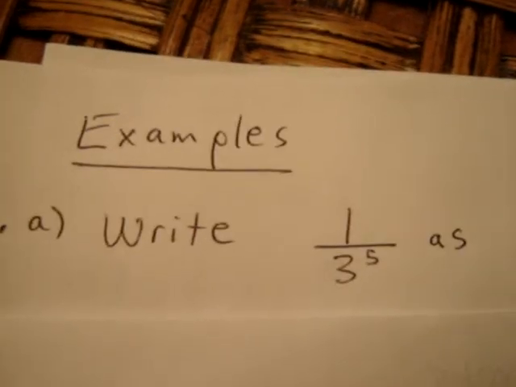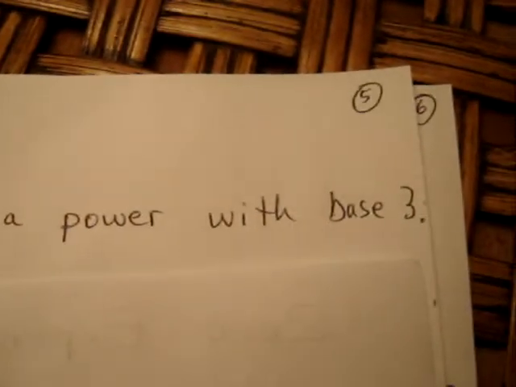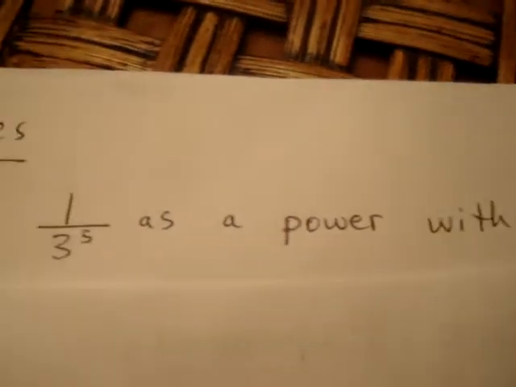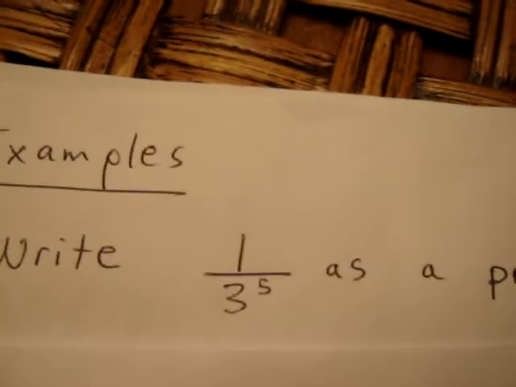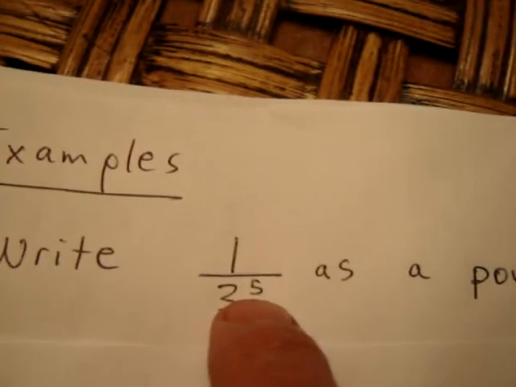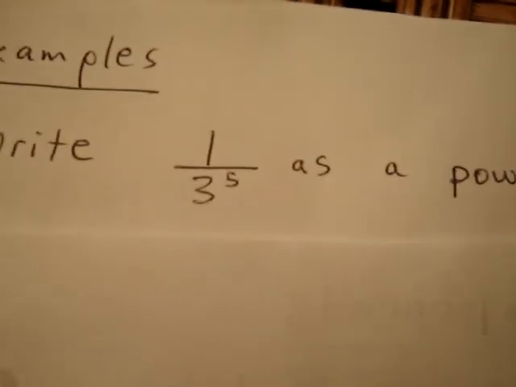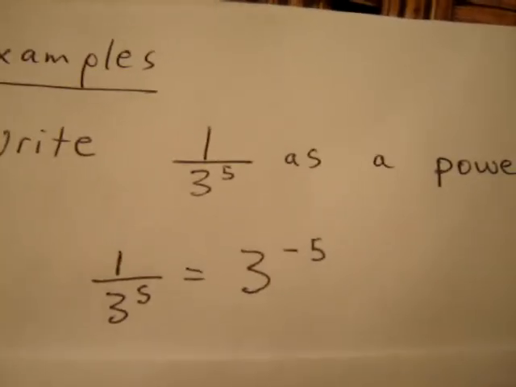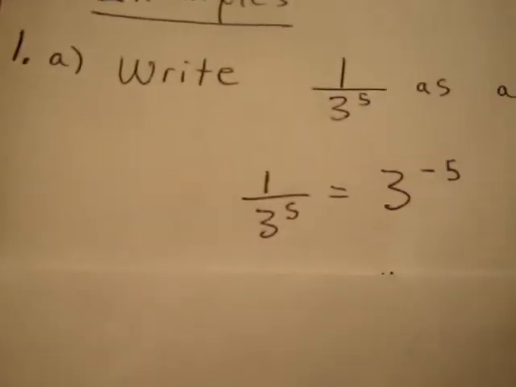Let's write 1 over 3 to the 5 as a power with a base of 3. Well, what we learned earlier was that if we take the reciprocal of the base, we change the sign of the exponent. So 1 over 3 to the positive 5 is equal to 3 to the negative 5.